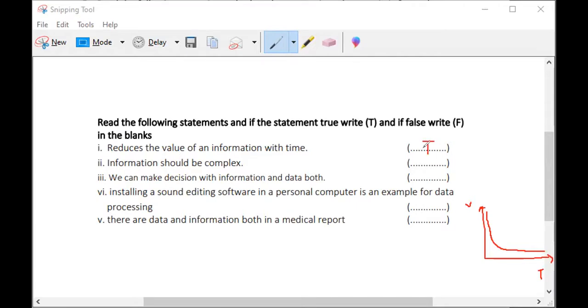Okay. Information should be complex. If the information is complex, what will happen? We can't understand it properly. The cost can also be high, right? So then we can't take decisions. That should not happen, so the statement is false. If it is complex, we can't understand and can't take decisions. We can make decisions with information and data both? No, with information we can take the decision, but from data we can't take the decision. That is false.